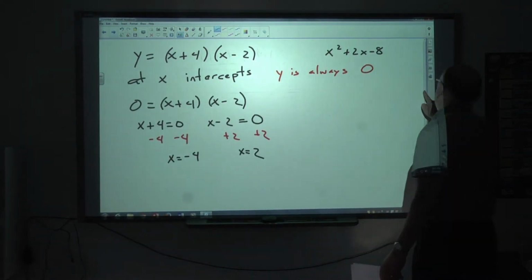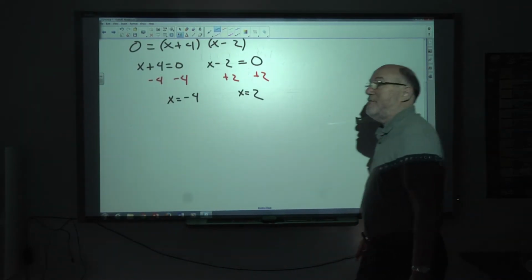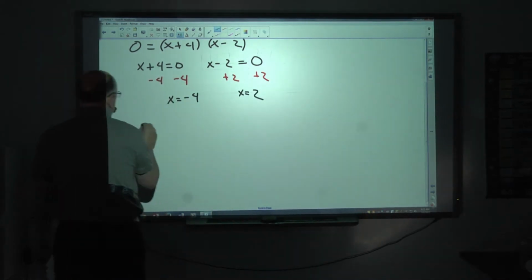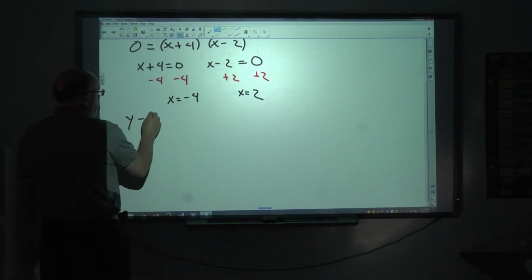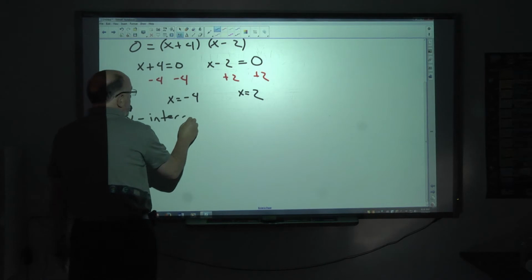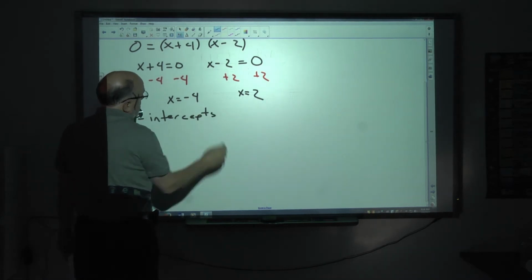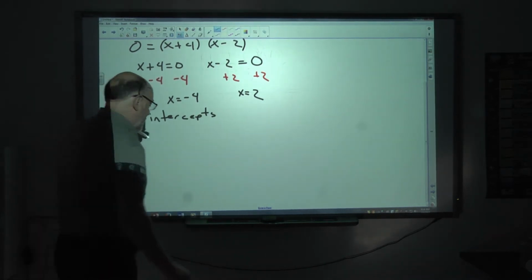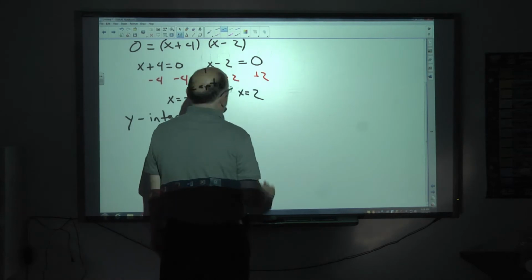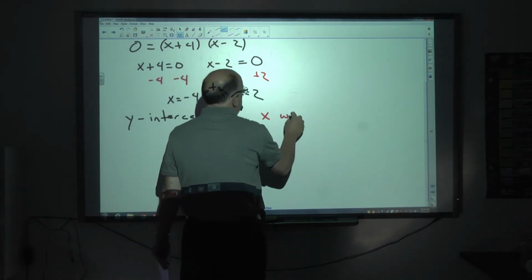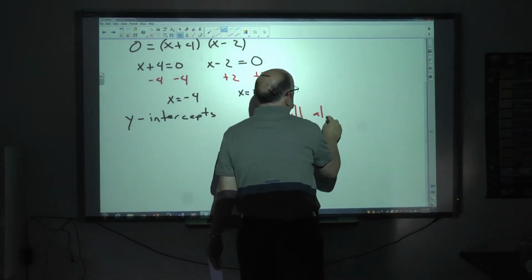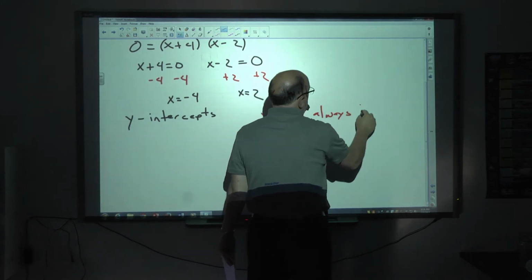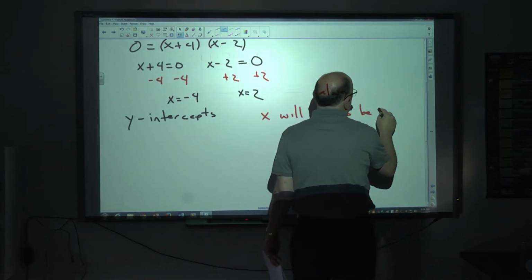Well, then we look in terms of the y-intercepts. So this is where the graph cuts the y-axis. At the y-intercept, we have that x is always 0.